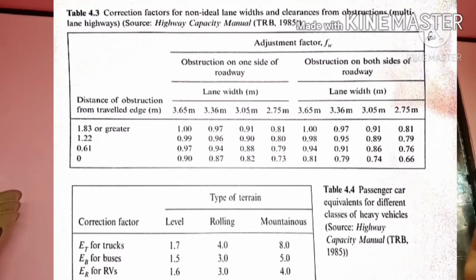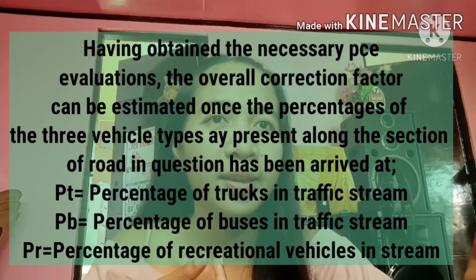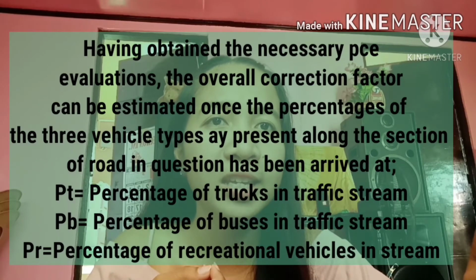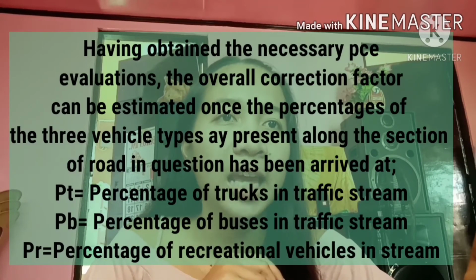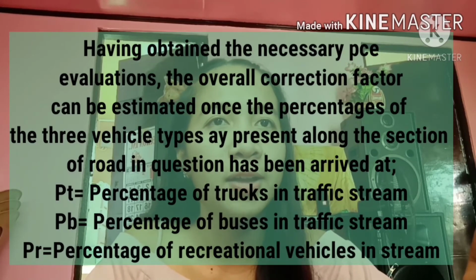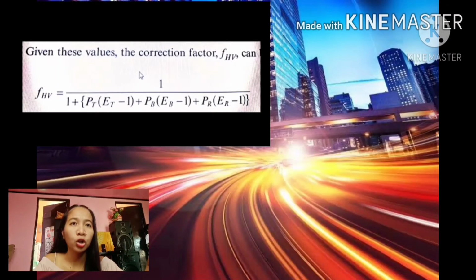Dito makikita natin yung passenger car equivalents for different classes of heavy vehicles. So, pag nagkaroon na tayo ng PCE valuations, the overall correction factor can be estimated once the percentages of the 3 vehicle types present along the section of road in question have been arrived at. Meron tayo dito ang isa pang formula, which is the formula for the correction factor.